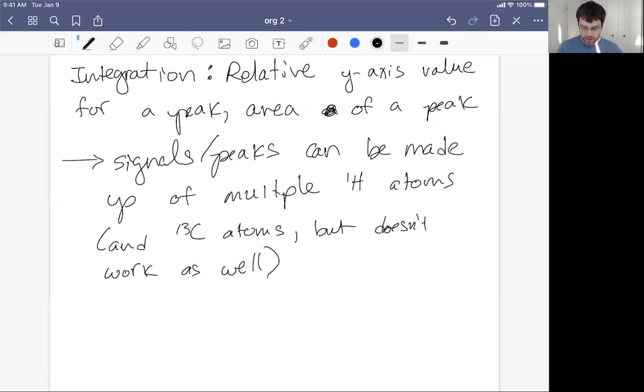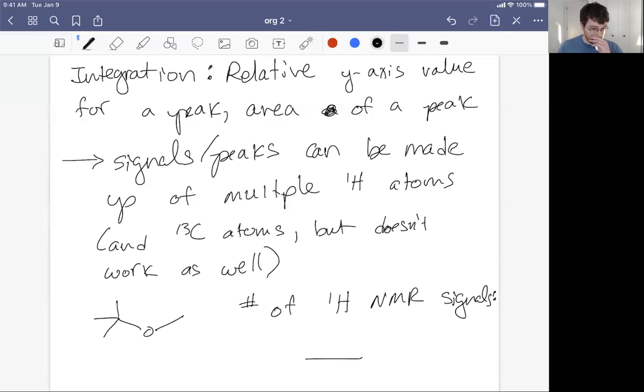Okay, so let's take, for example, this molecule. What I want to do is focus on the number of 1H NMR signals. Why don't you pause the video and see if you can figure that out. The number of 1H NMR signals is, in this case, 2.